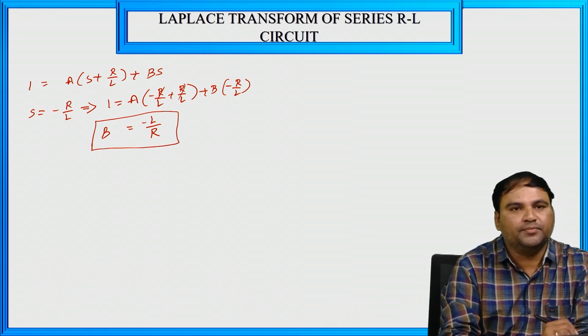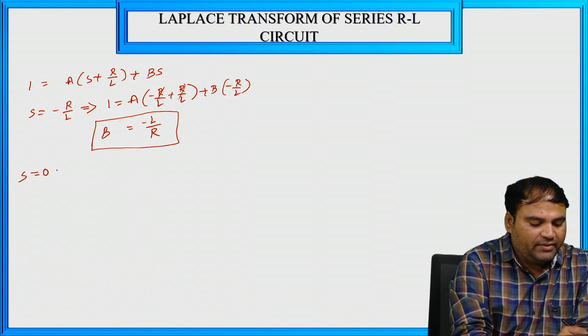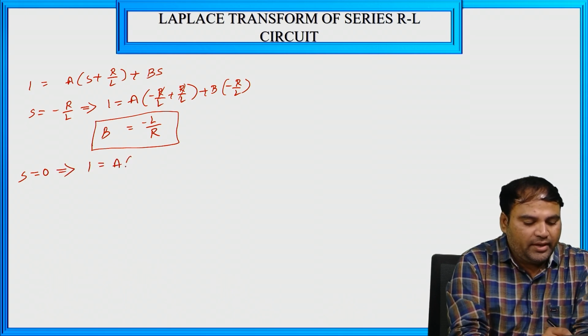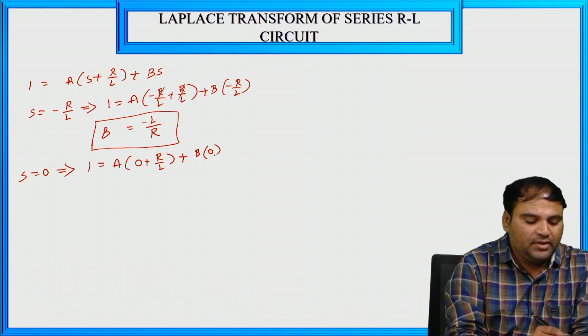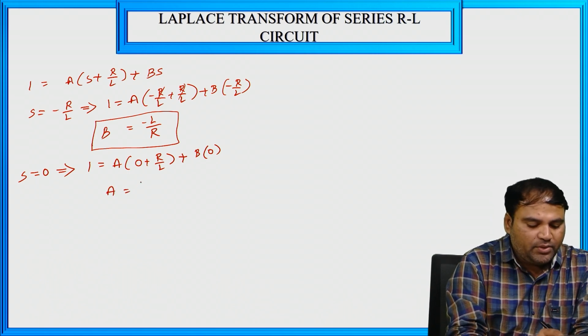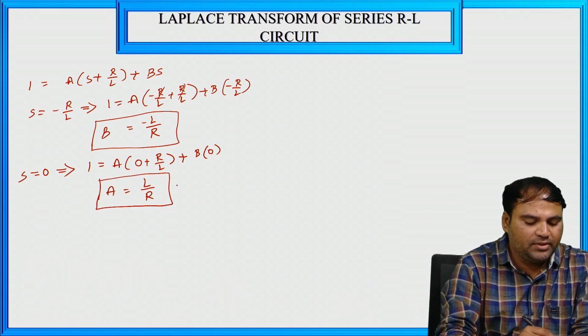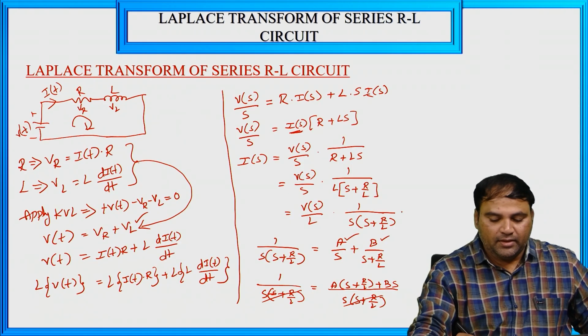So B value. Now substitute S equal to 0 in that given equation. So we'll get 1 equal to A into 0 plus R by L plus B value, B into S is 0. Then we'll get A equal to L divided by R. Now substitute this A value and this B value in this equation.